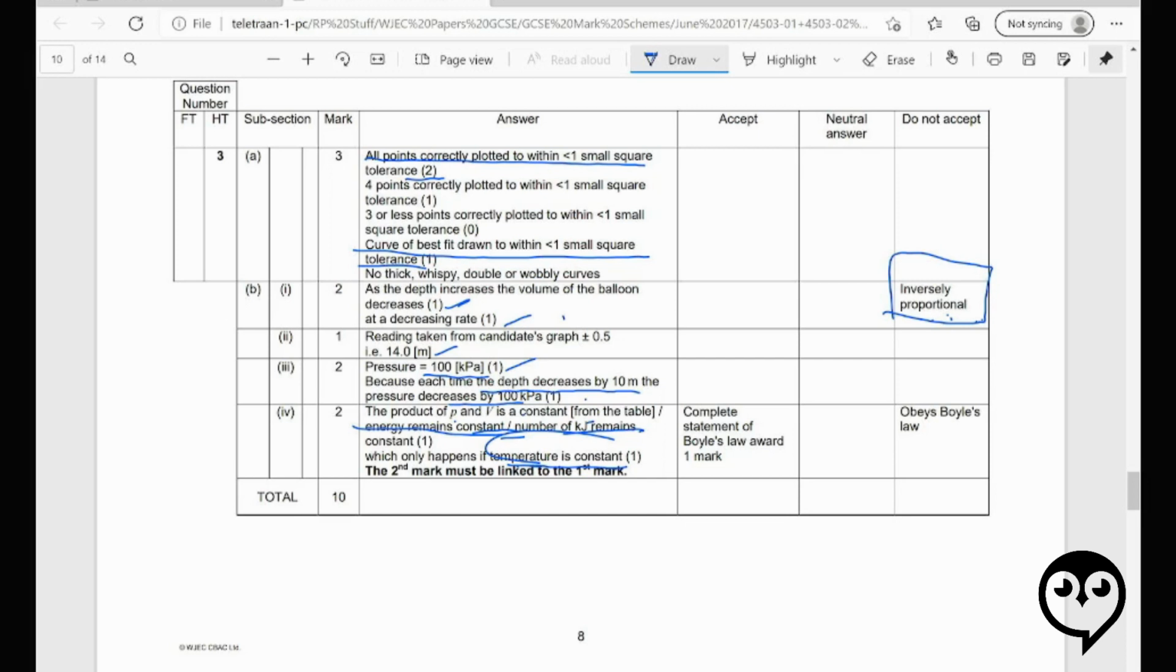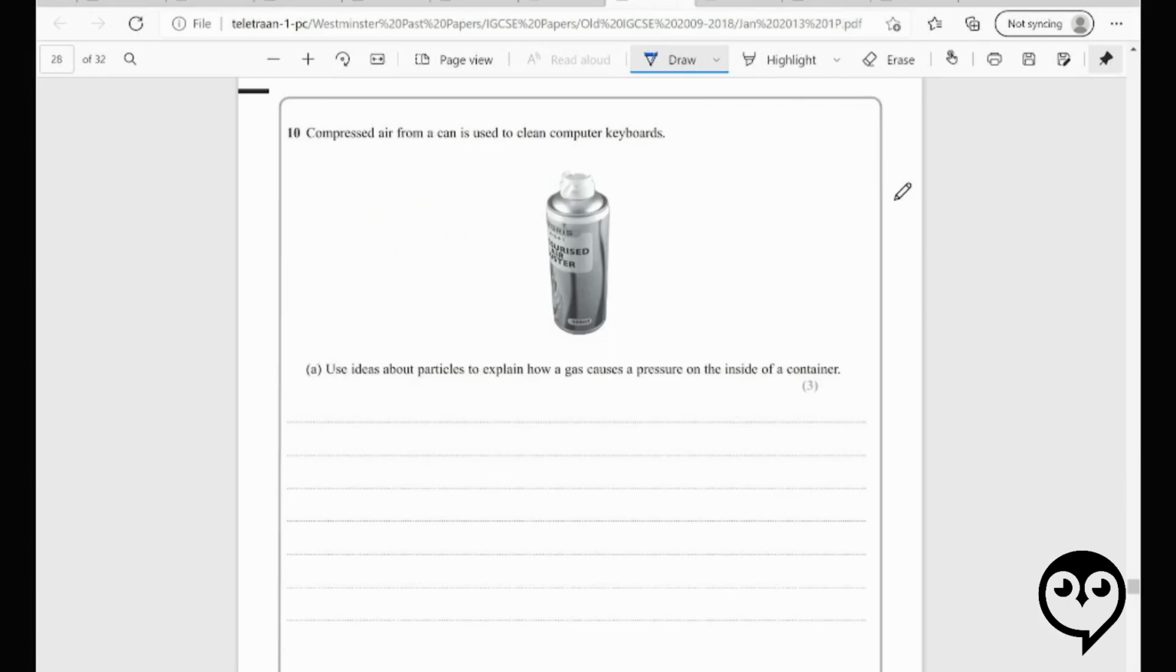Okay. Complete statement of Boyle's law is 1 mark. I don't think stating Boyle's law is proof of anything. They want to know in this situation, and you needed to look at that table to see that the energy was constant. All right, another IGCSE from 2013.